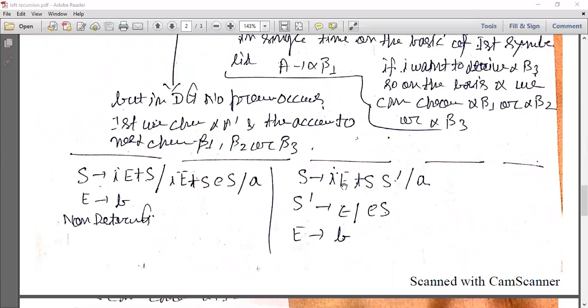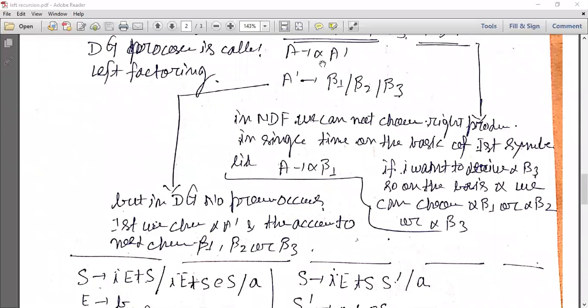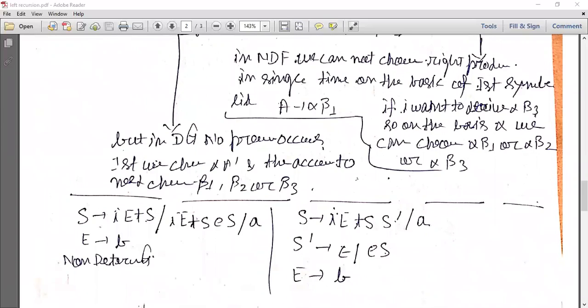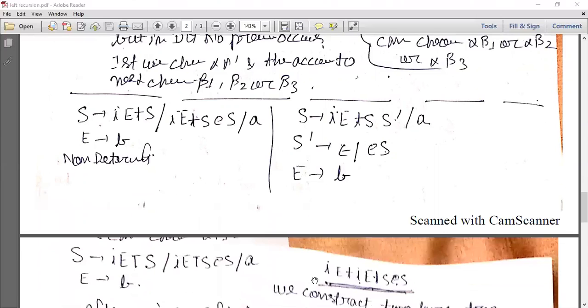So S tends to iEtS S dash, right? We convert it with S dash, on the basis of A tends to alpha A dash, right? So S tends to iEtS S dash, or a, right? iEtS is the common part, so the remaining part is epsilon in one production, and eS is left in the other. So S dash tends to epsilon or eS. So this is the first example, right?